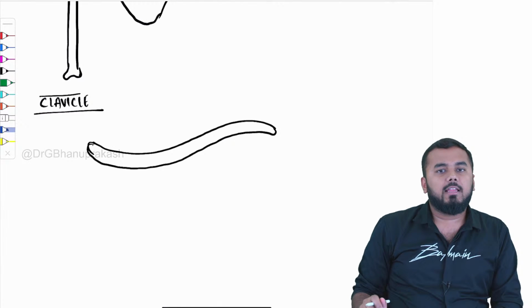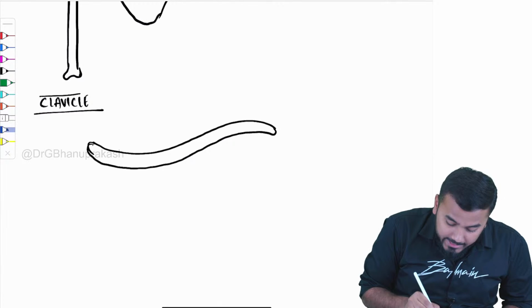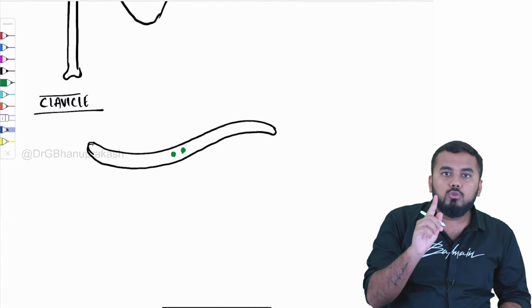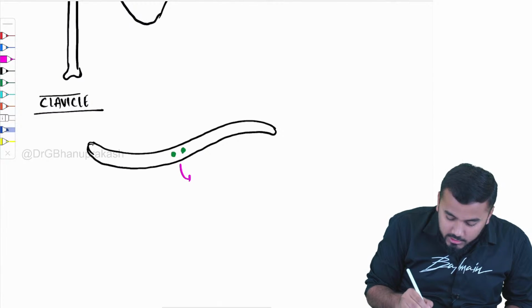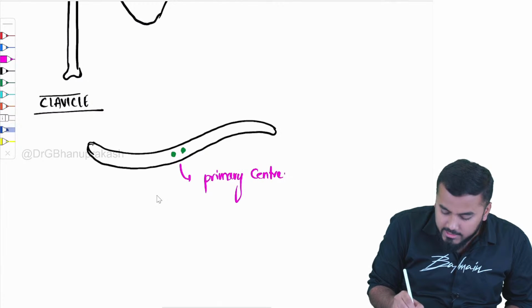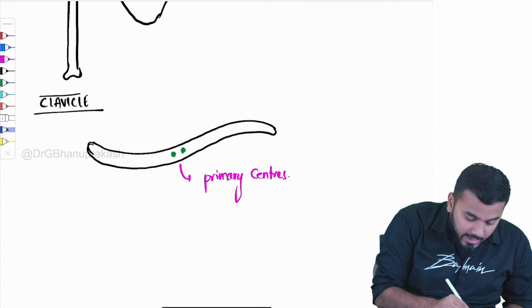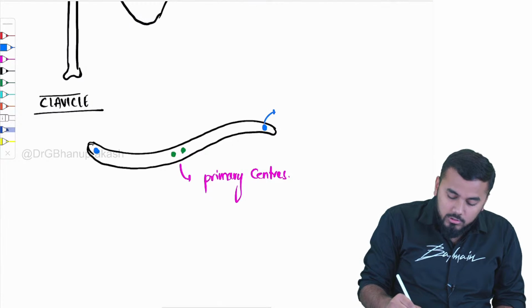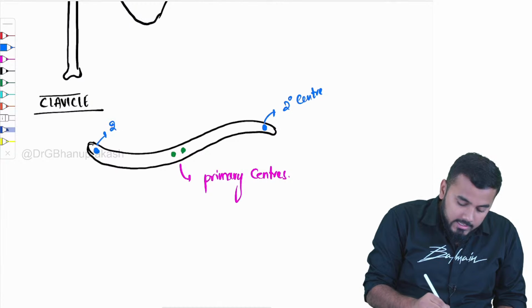So regarding the clavicle, I just want to tell you how the clavicle develops. In the center of the clavicle, I have got these two small dots. These two small dots are called as primary centers of the clavicle. And on the edges of the clavicle also, I have got one dot here, another dot here. This is also called as secondary center, and this is also called as secondary center.